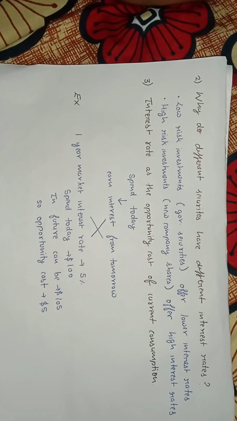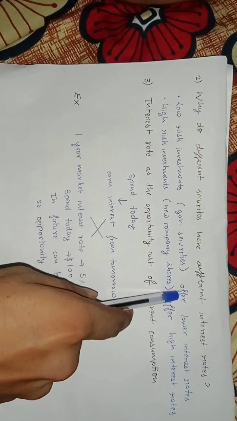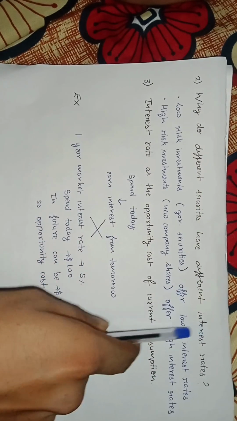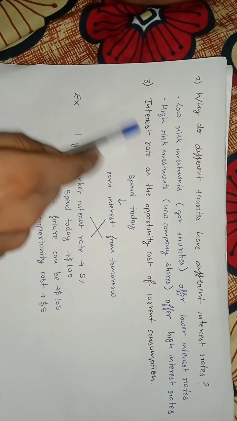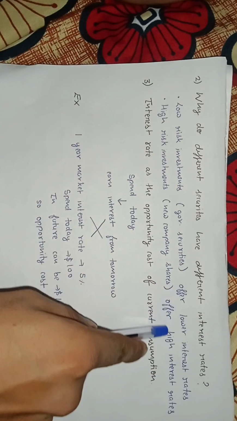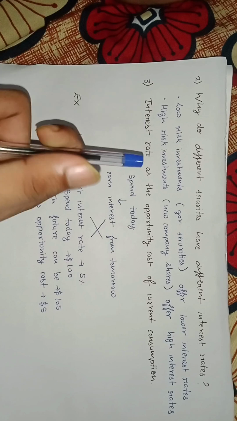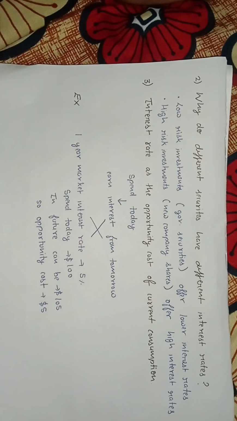Not all investments have the same level of risk. Low risk investments, such as government securities, usually offer lower interest rates. Now, high risk investments, such as shares of a company, must offer higher interest rates to attract investors. This is why financial securities have different equilibrium interest rates.